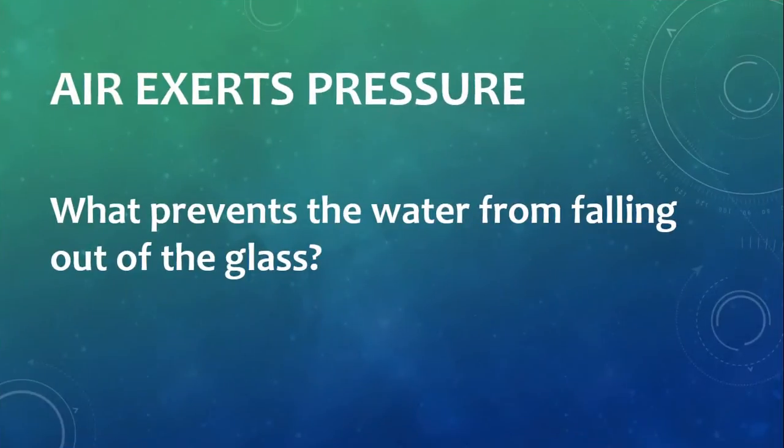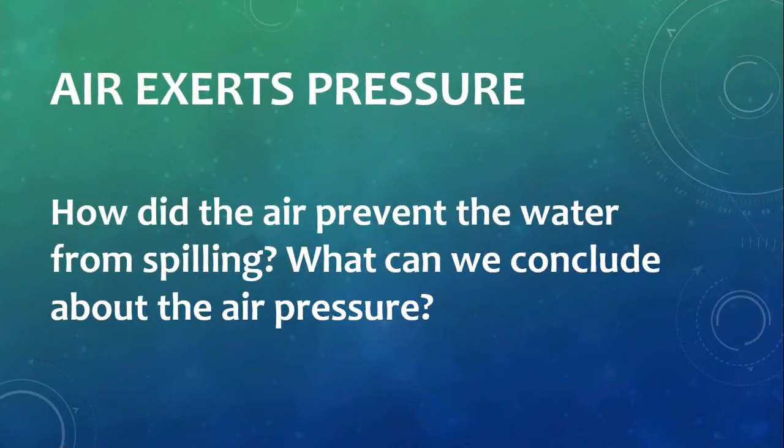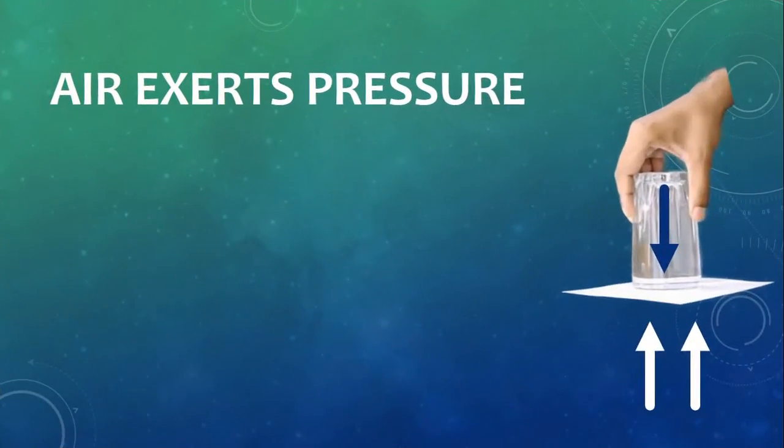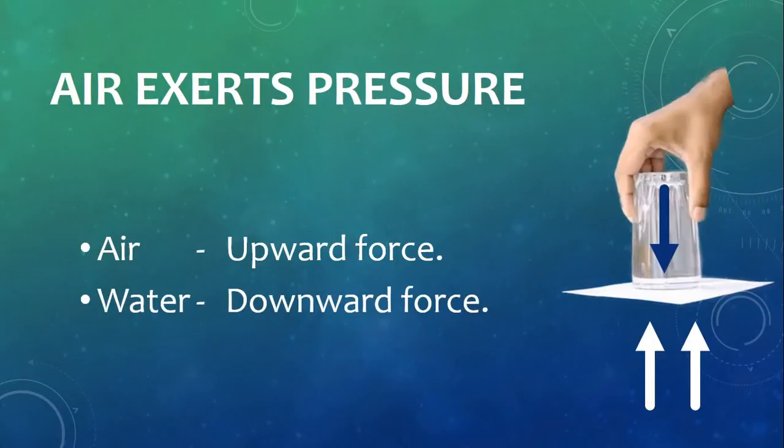What prevents the water from falling out of the glass? Yes, air. The air that surrounds the glass prevents water from spilling out. How did the air prevent the water from spilling? What can we conclude about the air pressure? Come on, let's see. In the glass and cardboard experiment, air in the surroundings exerted upward force on the cardboard and balanced out the downward force of the water. From this experiment, we can conclude that air exerts pressure. Okay?